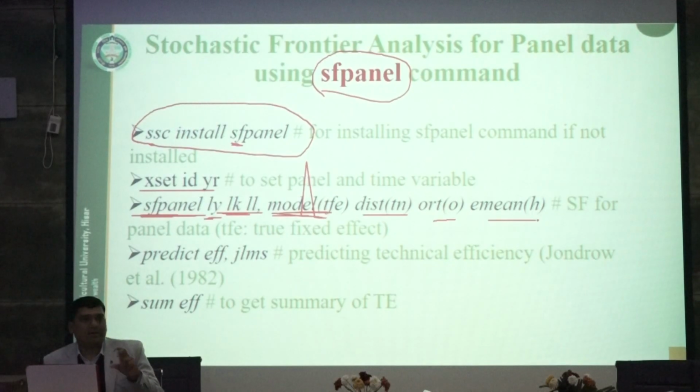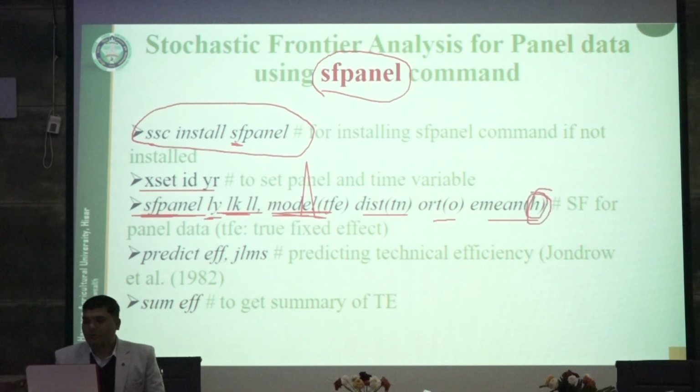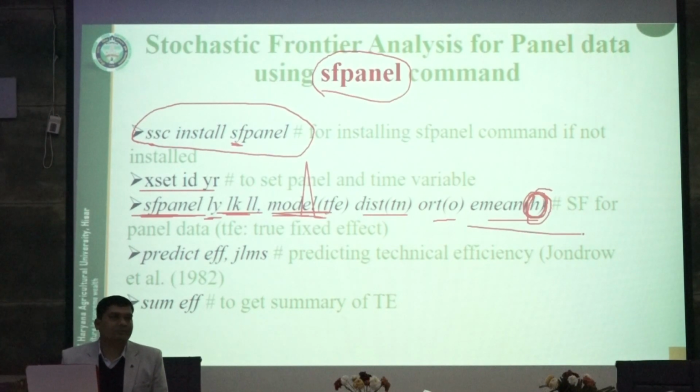There is an inefficiency term ui, and this variable h is the variable we are checking, whether this variable is responsible for the inefficiency or not. Okay, then we have to use this emean command. If you want to check whether any variable is responsible for the inefficiency, then you have to add this emean command, okay, for panel data.